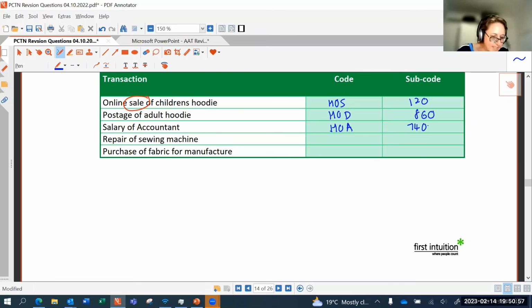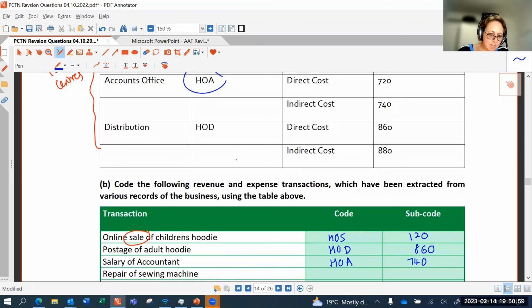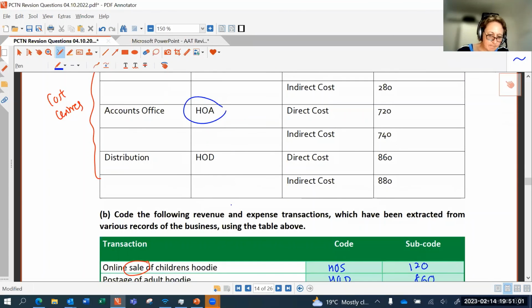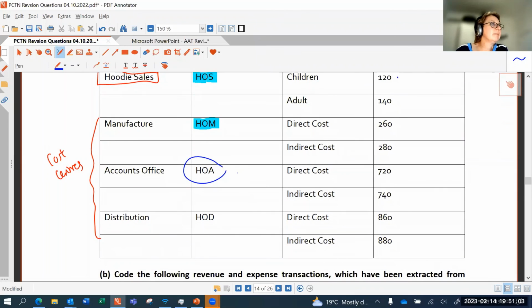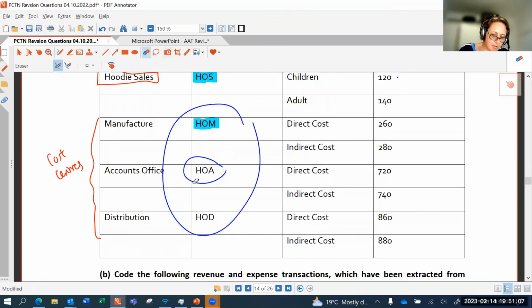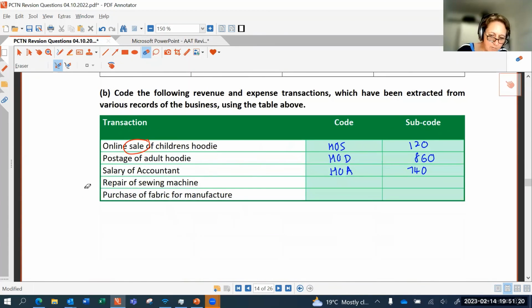A repair of the sewing machine. So my sewing machine, what category here do you think I would choose? It's a repair, so I'm not selling anything, it's a cost. Yep, I'd go with the manufacturing because that's where the sewing machine lives. It doesn't live in the accounts office, nor does it live in distribution. The sewing machine would be found in the manufacturing office. So I would go with HOM.